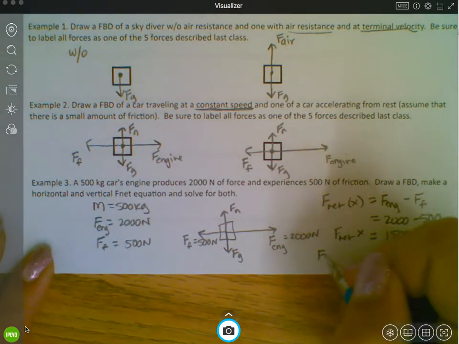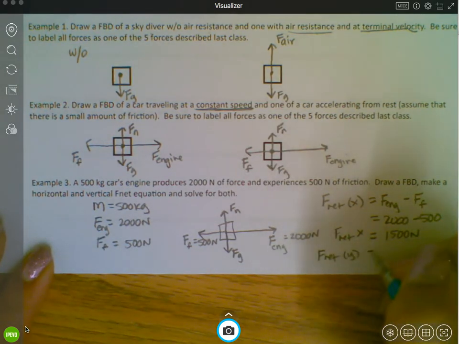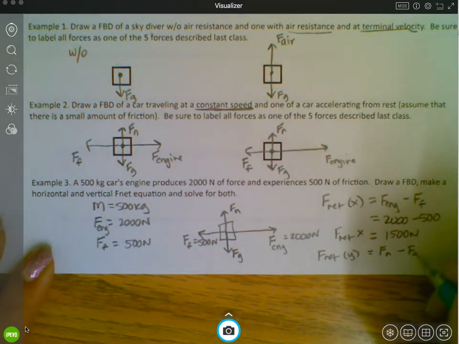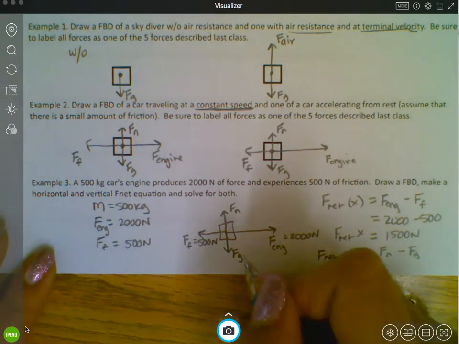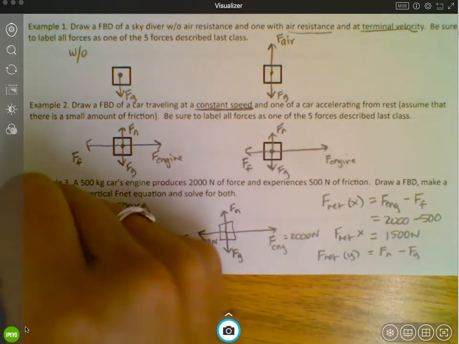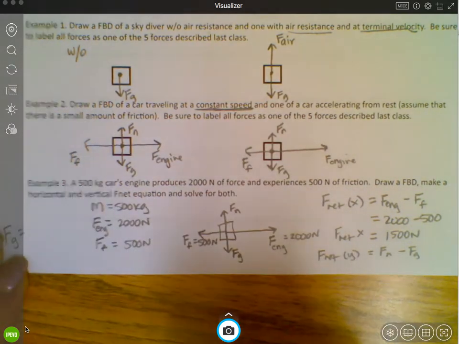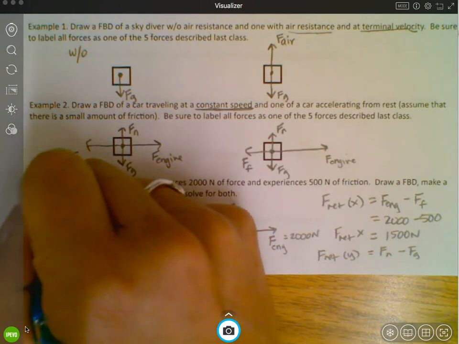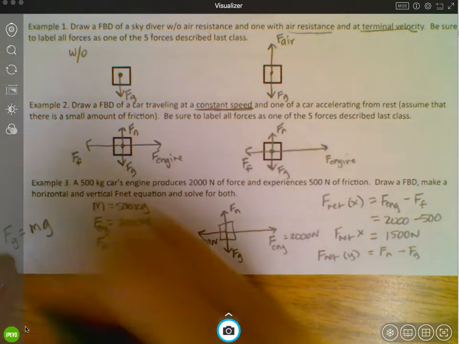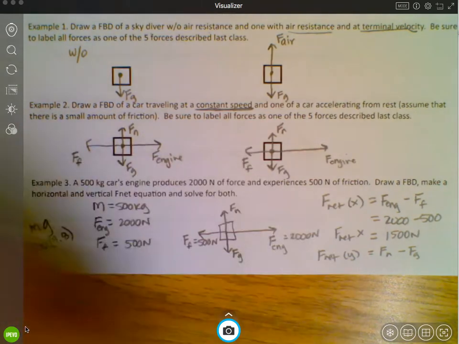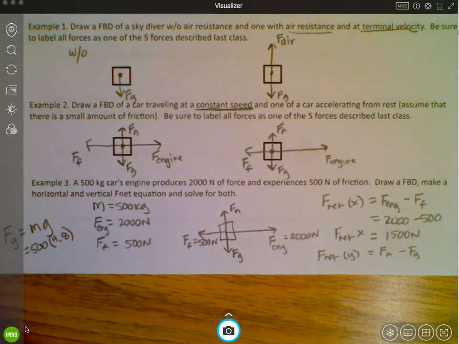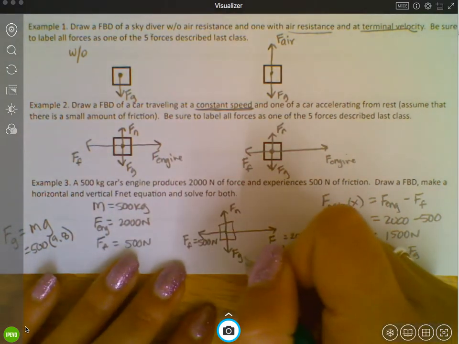And then in the y, it would be the normal force, because that one's up, minus the gravity force, that one's down. And we do know the gravity because we have the mass. So we know the gravity, let's solve this over here. Force of gravity is mass times acceleration of gravity. So it's 500 times 9.8. If you made it negative, that's fine because it's going down.